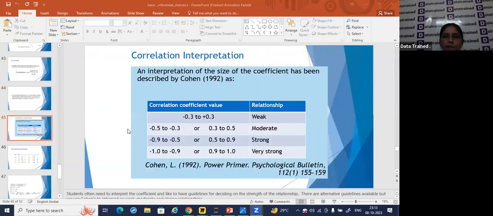Here it is given that if the correlation coefficient R value is between 0.5 and 0.9, it means strong relation, and if I'm getting values of 0.9 or 1, they are very strong correlations with each other. And if we are getting values in between, they are weak correlations with each other.